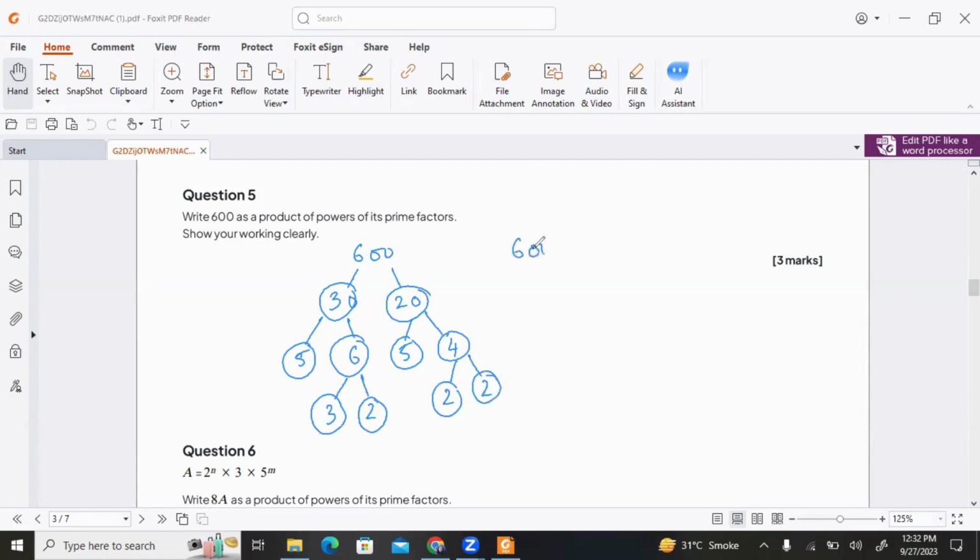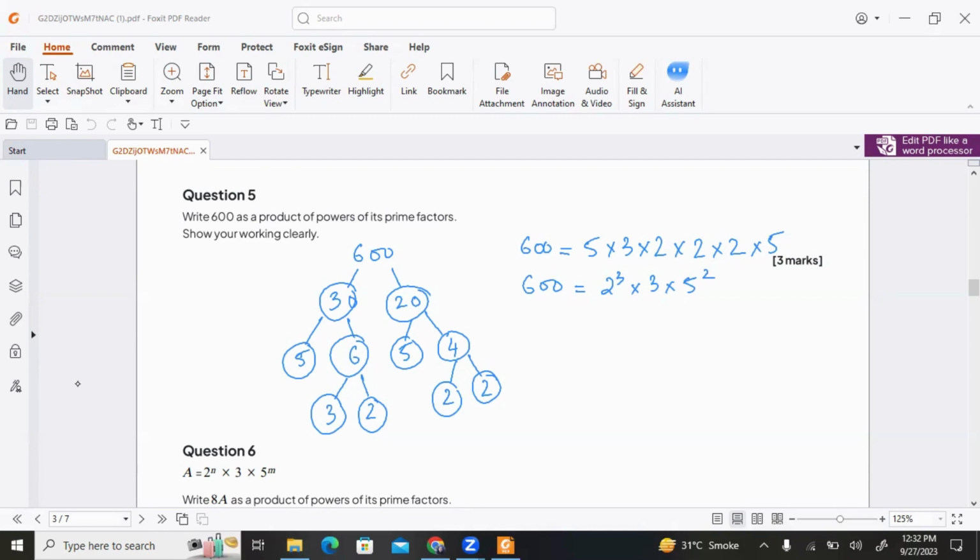Now, if we rewrite 600, it's going to be 5 times 3 times 2 times 2 times 2, and another 5. Now, what we're going to do is regroup the similar factors and write them as the product of powers of the prime factors, which means 5 times 5 becomes 5 squared. 2 times 2 times 2 is 2 cubed, so 2 cubed times 3 times 5 squared. Always start with the smaller number and go in ascending order.